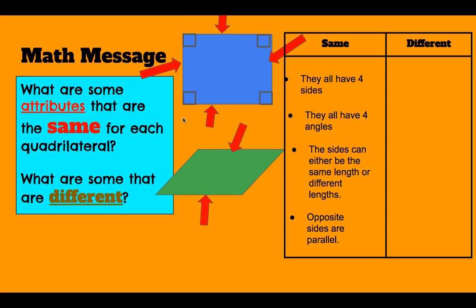Same here with our green shape, which, by the way, is a parallelogram. If these are opposite sides, if we were to extend them, they would never intersect. And again, these opposite sides are also parallel.